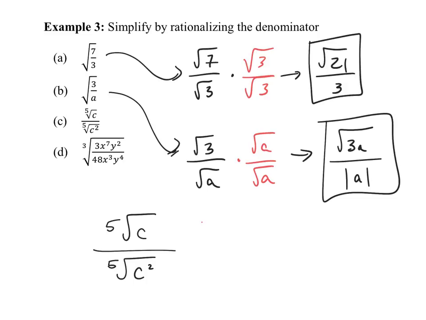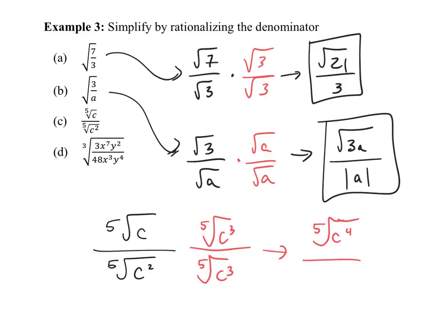So let's multiply by the 5th root of c to the 3rd over the 5th root of c to the 3rd. That will give me a numerator of 5th root c to the 4th over the fifth root of c to the 5, which becomes just c in the bottom. And the numerator becomes fifth root of c to the 4th. Okay, no simplification of that necessary. 1 and 3 gives you 4. 2 and 3 gives you 5. Cancel c.